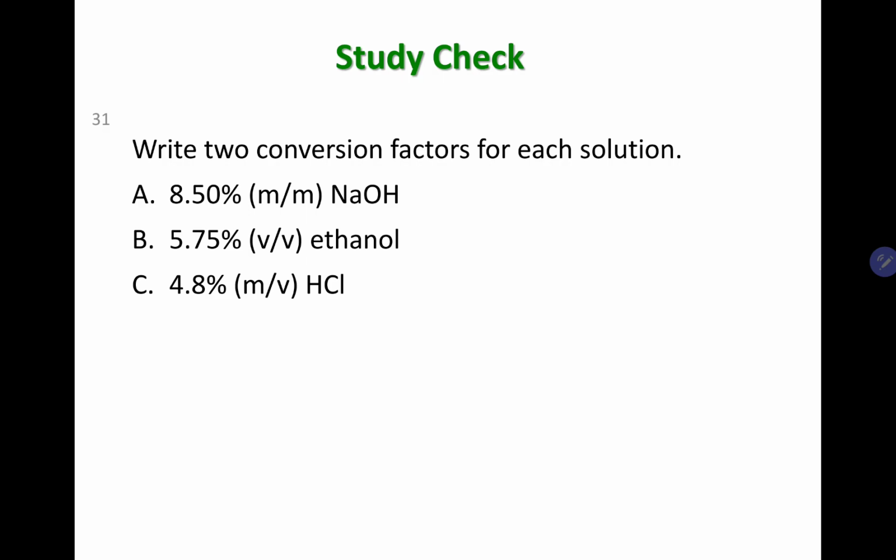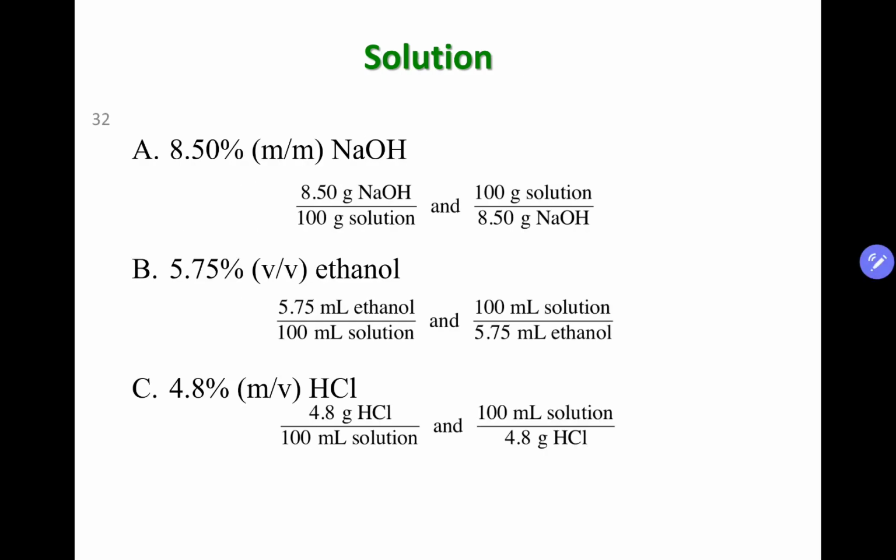So you have 8.50% mass to mass sodium hydroxide, which means you have 8.50 grams of sodium hydroxide in 100 grams of solution. So here is the answer. You can write the conversion factor as 8.50 grams of sodium hydroxide in 100 grams of solution.